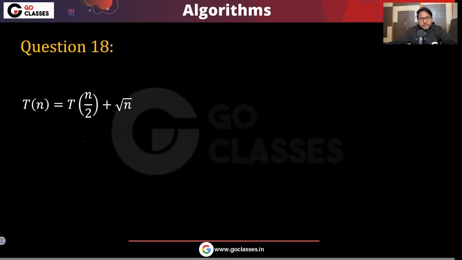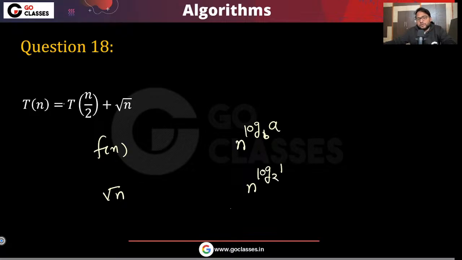So tell me what is the answer here? What is f(n) and what is n to the power log base b a? So f(n) is square root of n. What is the log base b a? The b is 2, right? So this is 0, so this is 1 and this is square root of n. Is this polynomially greater? Yes, right? Since it is polynomially greater, that's why this is the answer.